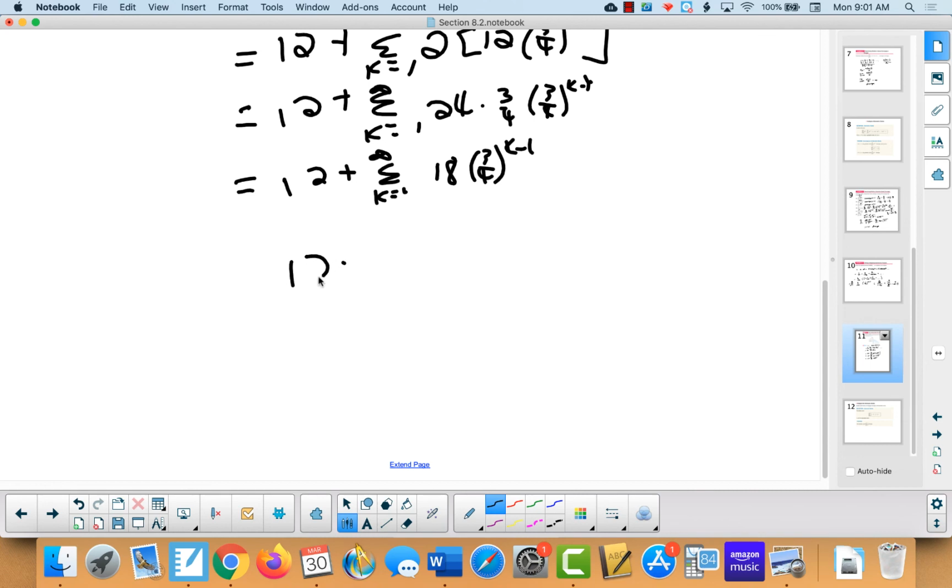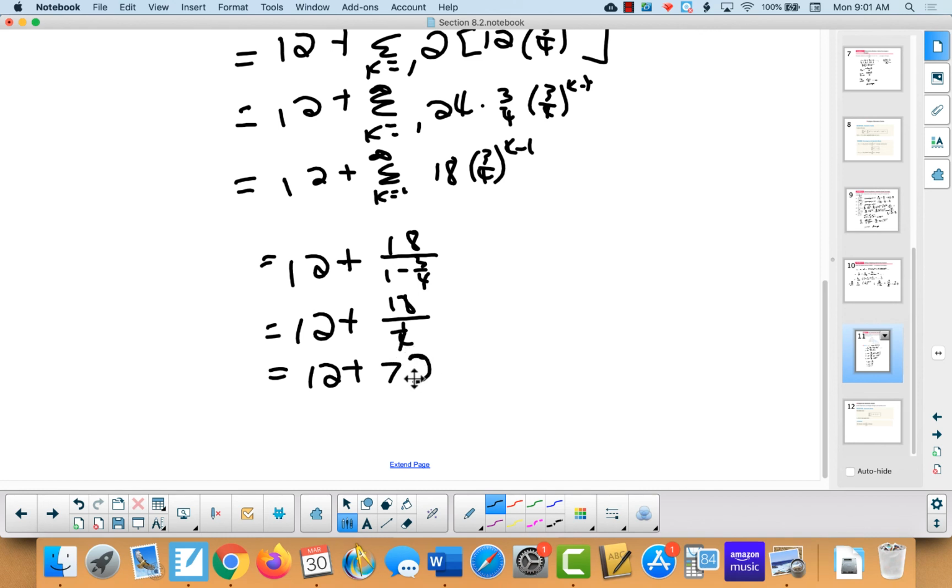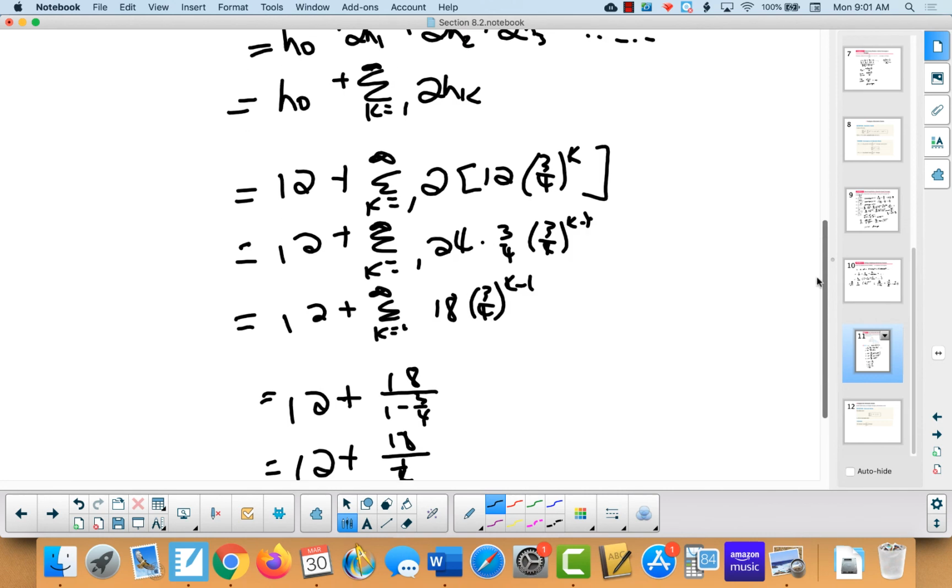So we do 12 plus 18 over 1 minus 3/4. This is 18 over 1/4. So that's 18 times 4, which is 72. Adding those together gives us 84 for the total distance that the ball travels.